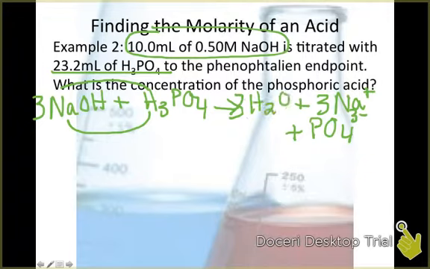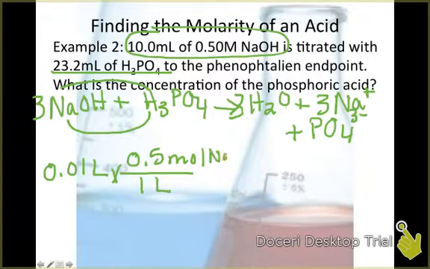So now that we have our balanced equation, we are going to do the stoichiometry. What I do is I always start with the volume and the molarity of whatever's given to me, the 2 that are given to me. I'm going to go ahead and convert the 10 milliliters to liters, so it's going to be 0.01 liters of sodium hydroxide. Now I have to factor in my molarity, so it's going to be 0.5 moles over 1 liter, and this is of my sodium hydroxide.